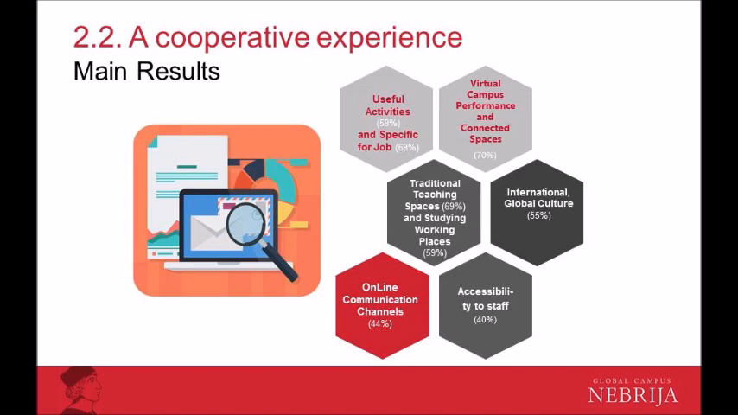They rate many of them as very important, not only the formal ones, but also the informal ones, like social networks. And they finally think that accessibility to staff is related to human contact, and they think it's very important for this to be established and done at a university.